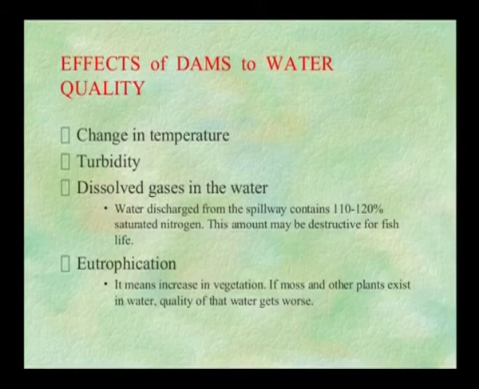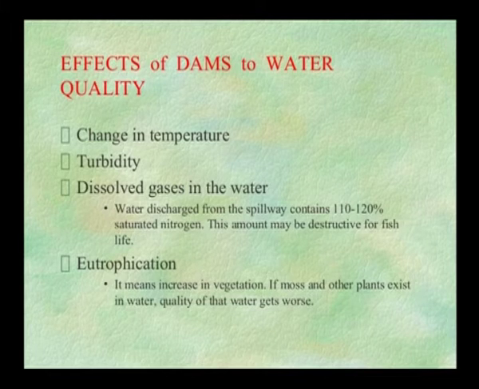Effects of dam on water quality. Main are change in temperature, turbidity, that is the quality of the color of the water, and dissolved gases in water. Water discharged from the spillway contains 110 to 120% saturated nitrogen. This amount may be destructive for fish life.